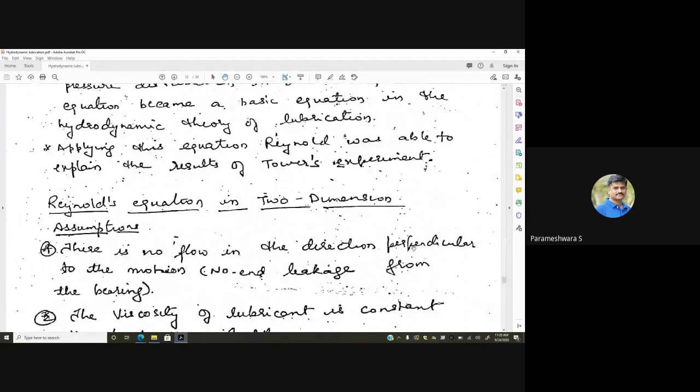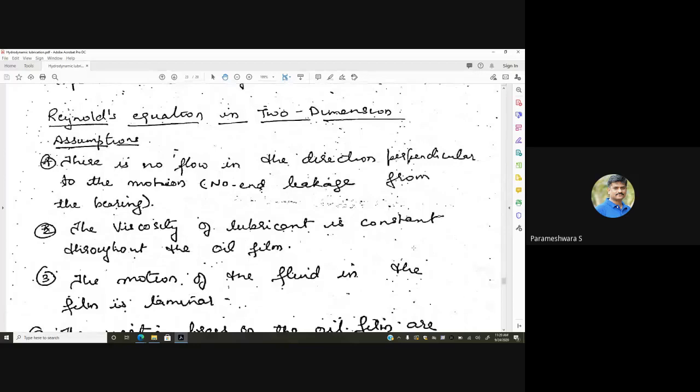So, today I will discuss Reynolds equation in two dimension. This derivation is very much important in case of hydrodynamic lubrication. And using these derivations, the hydrodynamic theory is explained in a better way. Before going for the derivation, I'll just give you a brief introduction about Reynolds' investigation.